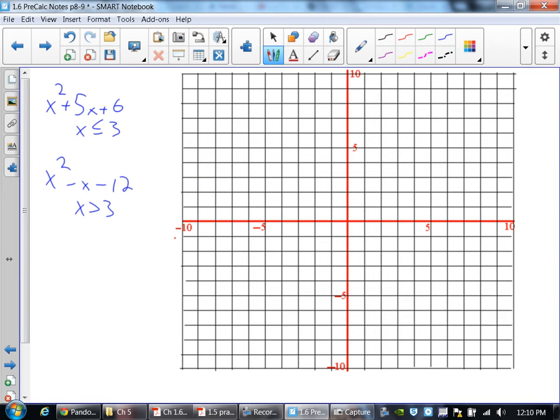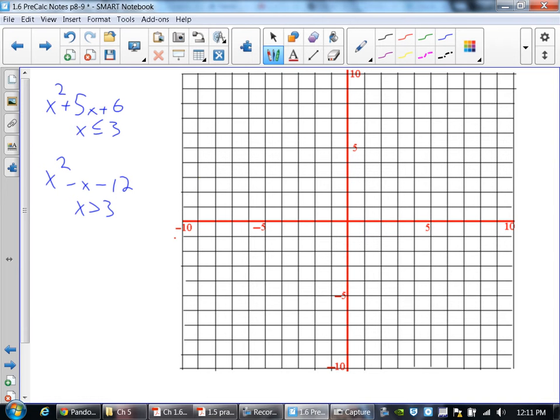How do you find the axis of symmetry on a quadratic? Negative b, opposite of b over a. Close, 2a. So remember, your axis of symmetry for a quadratic is the opposite of b over 2a.